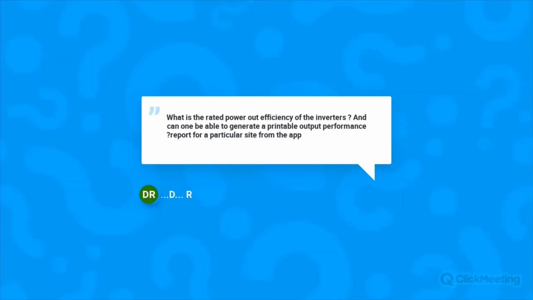Can one generate a printable performance report for a particular site from the application? Yes, for sure. Huawei has an online monitoring platform that can be accessed from a PC, laptop or any device. On the platform, you can perform IV curve diagnosis for operational maintenance purposes, and you can see the hourly data of each plant. The login and registration for this platform is free. We can create an account for you, being the value-added partner of Huawei.